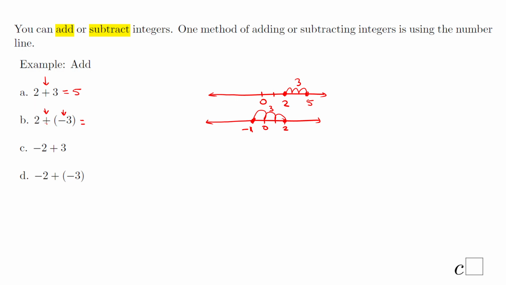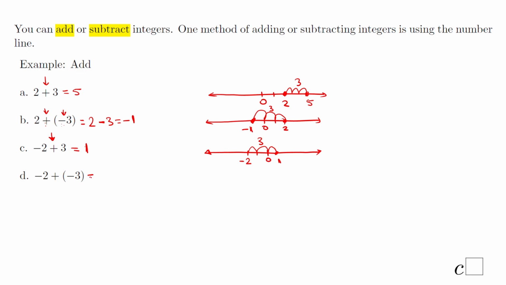Another way to do it, plus and minus, you can combine these two signs and get a minus, and either way you get this -1. Now let's take a look at the third one. We have -2 plus 3. So now I'm gonna start from -2, which is 2 units to the left of 0. I'm gonna add 3, so from -2 I'm gonna move 3 spots to the right, and that will give us 1.